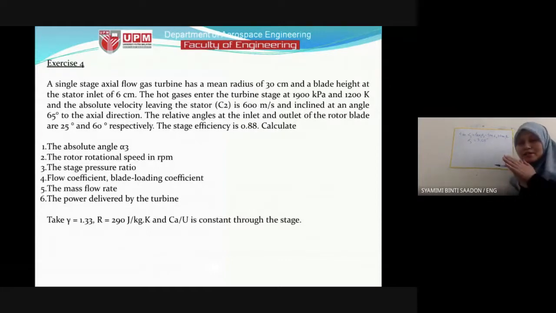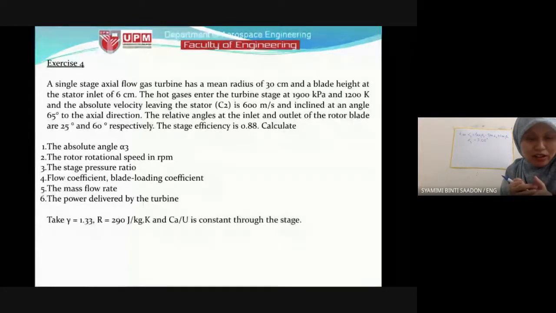So it's just a very, very small angle of the fluid leaving the rotor, alpha 3. So it is nearly totally horizontal, around just 3 degrees.